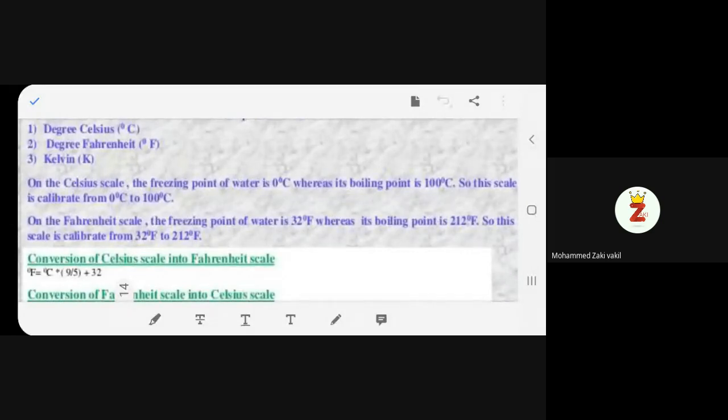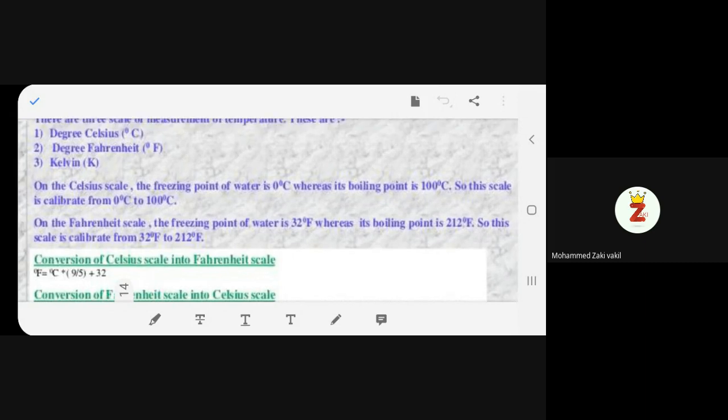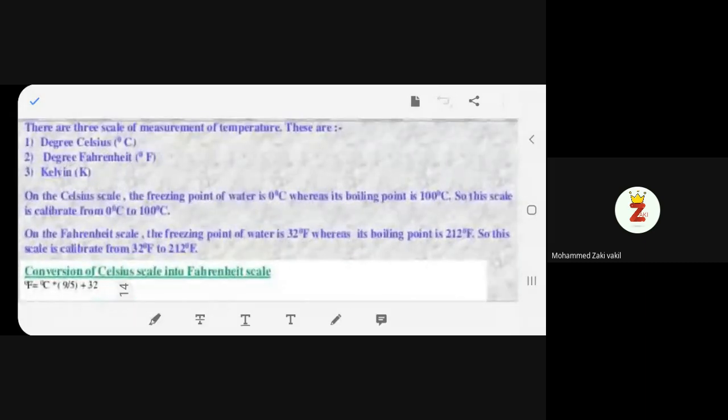On the Fahrenheit scale, the freezing point of water is 32 degrees Fahrenheit. Its boiling point is 212 degrees Fahrenheit. So this scale is calibrated from 32 degrees Fahrenheit to 212 degrees Fahrenheit. So the three scales of measurement that we are going to read are degree Celsius, degree Fahrenheit, and Kelvin.